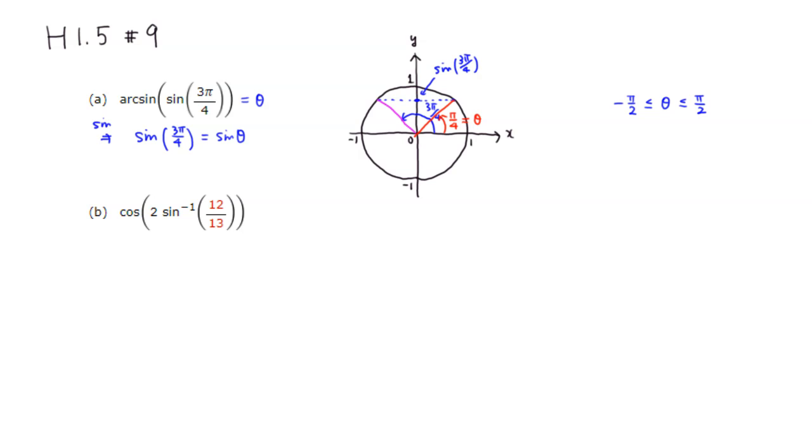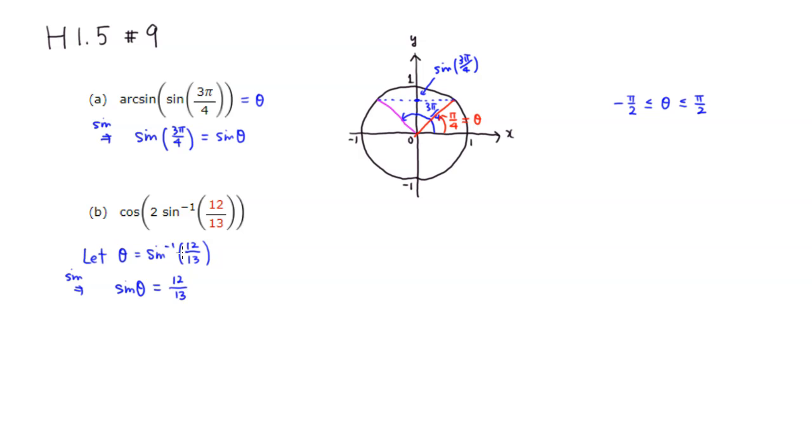Next, again, when you see arcsine, we're going to call it theta. So I'm going to let theta be arcsine of 12 over 13. Then we can apply sine to both sides. So we can rewrite it as sine of theta is equal to 12 over 13.